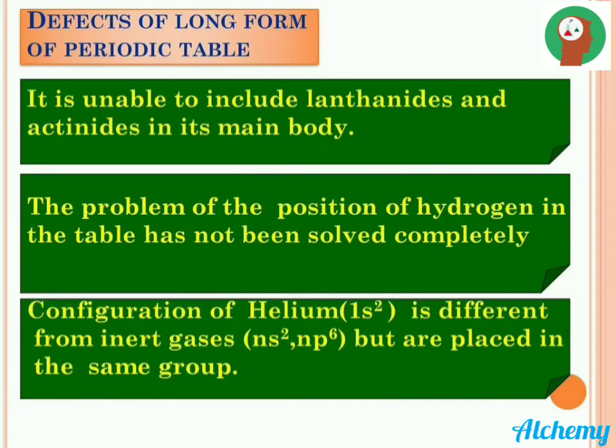The demerits of the modern periodic table are: it is unable to include lanthanides and actinides in its main body. The problem of the position of hydrogen in the table has not been solved completely. The configuration of helium is different from the other inert gases, but it is placed in the same group.